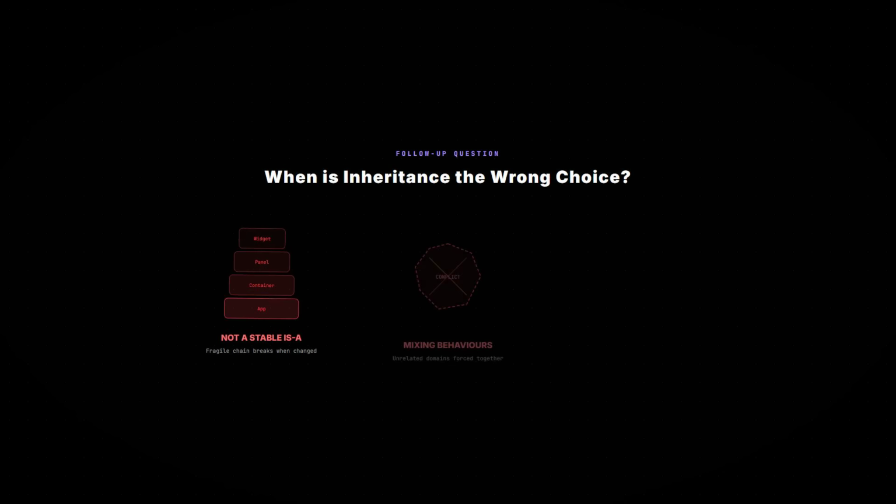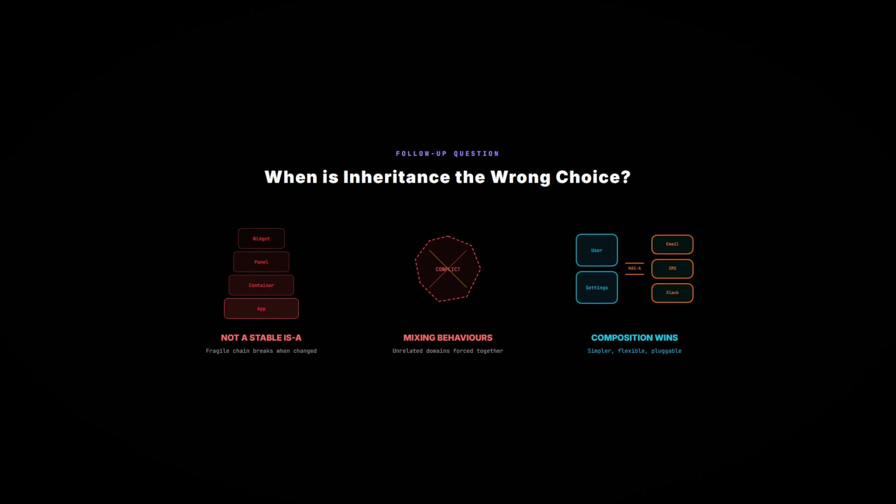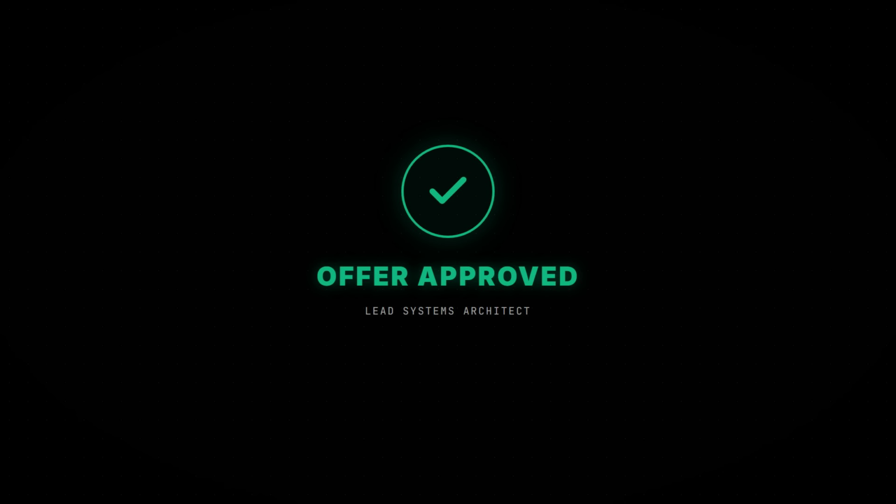And what about that follow-up question? When is inheritance the wrong choice? Now you know the answer. It's the wrong choice when the relationship isn't a clear and stable is-a relationship. It's the wrong choice when you're trying to mix behaviors together. And it's the wrong choice when composition gives you a simpler and more flexible design. That's the difference between memorizing object-oriented programming and actually understanding it. One helps you answer the interview question. The other helps you design the system behind the interview question.